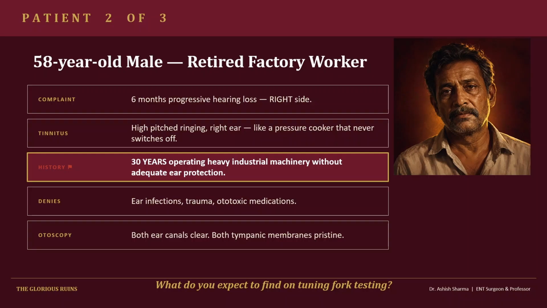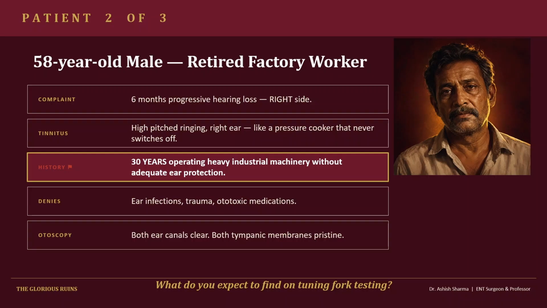I note the asymmetry immediately. Right-sided hearing loss, right-sided tinnitus, asymmetric presentation in a noise-exposed patient. My clinical antenna goes up. Weber first, midline, he tells me the sound shifts completely and decisively to his left ear. My internal monologue, sound lateralizing away from the symptomatic right ear.